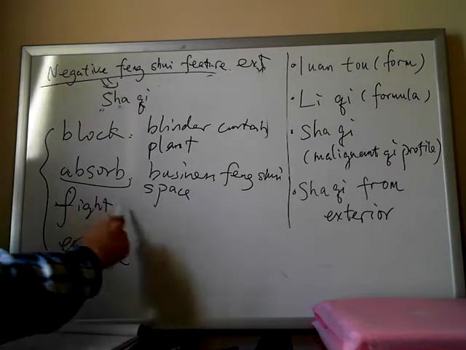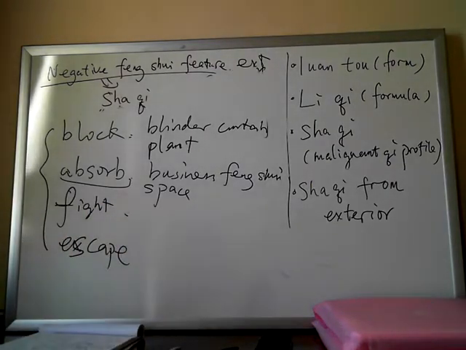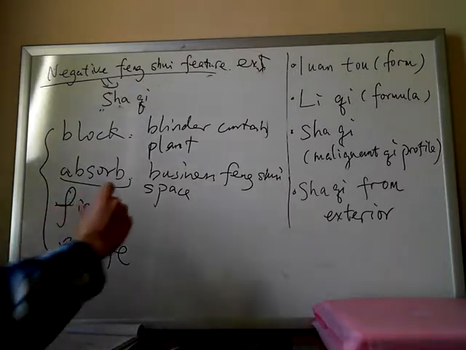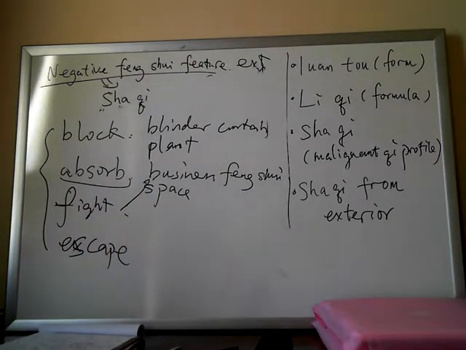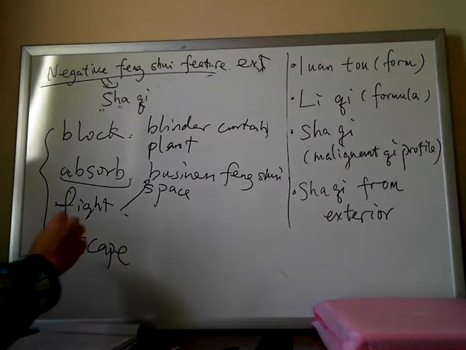In fight, I just gave you one example there. You have a sword, I have a cannon, we fight with each other. This is also usually used in business feng shui, rarely used in home feng shui. In home feng shui, we don't want to see any fighting scenario.